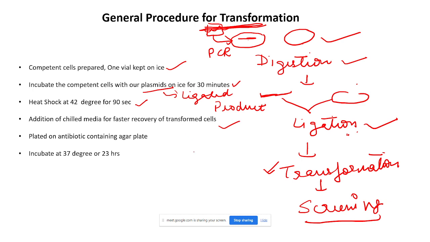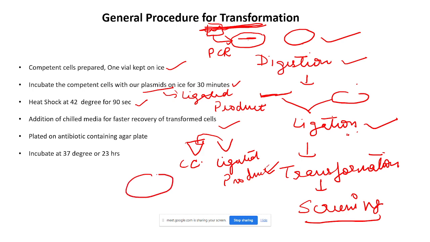So if this is my vial of competent cells, and this is another vial where I have the ligated product, I will add it in, incubate for 30 minutes, and give the heat shock. Again I will keep it immediately on ice and add the media. And then I will plate. This is my plate, a 90 mm dish.